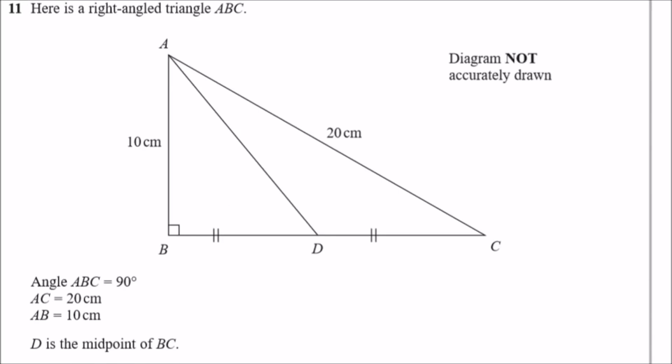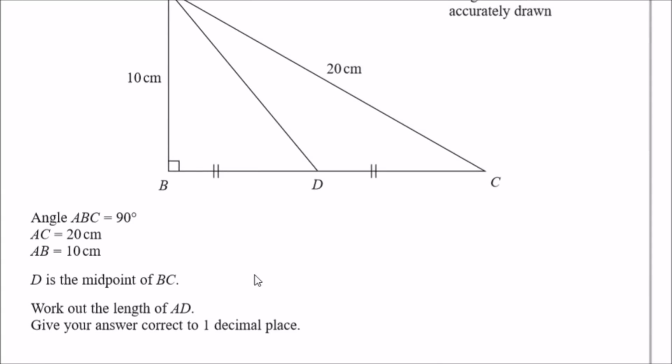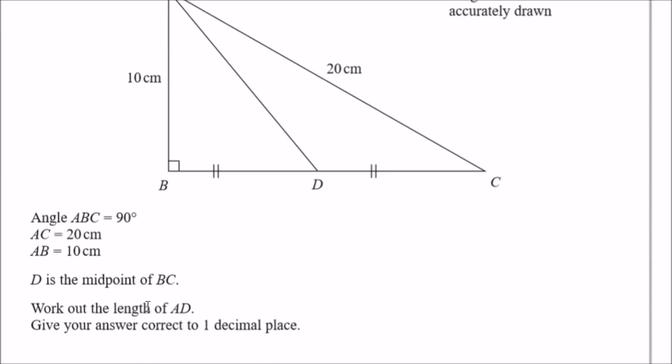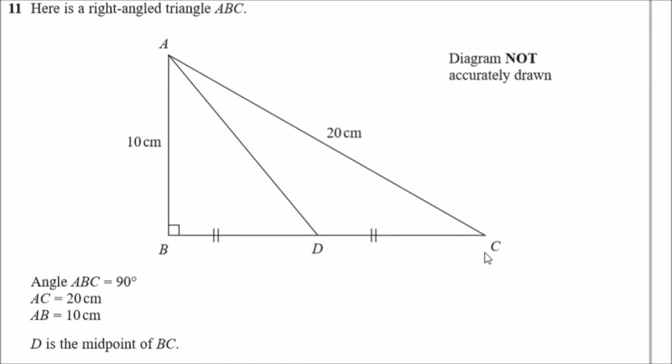So it looks like Pythagoras right off the bat. When you think right angle, think Pythagoras, trigonometry, everything. One length seems to be 10, and the long hypotenuse length is 20. And these seem to have equal lengths because they're represented by two lines. D is the midpoint of BC, so it makes sense that they have to be the same. Now, work out the length of AD.